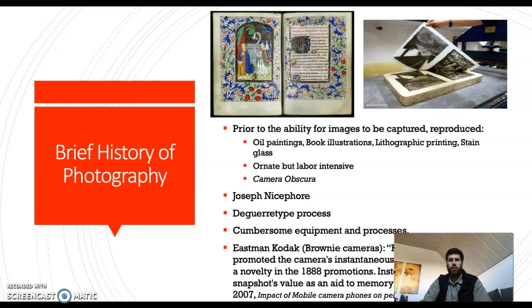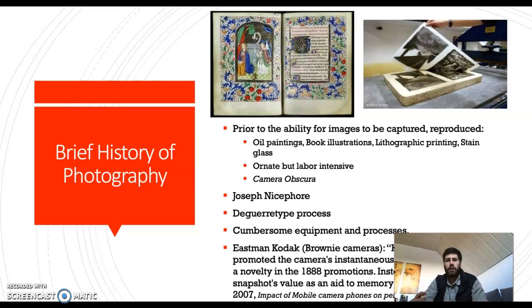As we've seen through the lecture notes, prior to the ability for images to be captured, reproduced, manipulated, things that we're used to in the year 2020, we see things such as oil paintings, book illustrations, stained glass, and then in the late 1700s, Senefelder developed the practice of lithographic printing, where whoever was making the image would use oil, fat, or wax to create the image and then press it onto a smooth, flat, either limestone or sheet of metal, kind of like a stamp to create images.